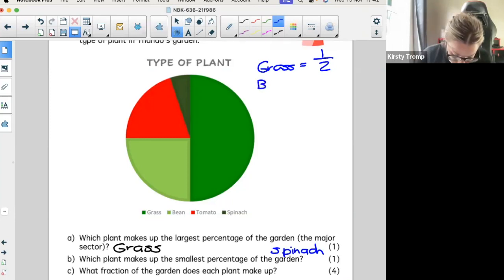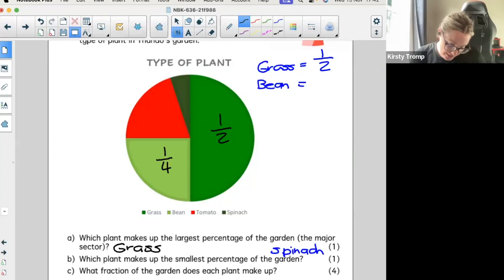Then we've got beans. I'm going to put them inside the circle, because that makes more sense. Grass is making up half. Beans are definitely making up a quarter. Then looking at this part, I would say that spinach is probably making up a fifth, and tomatoes are making up 4/5.